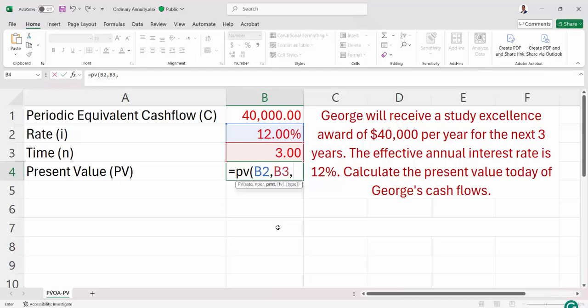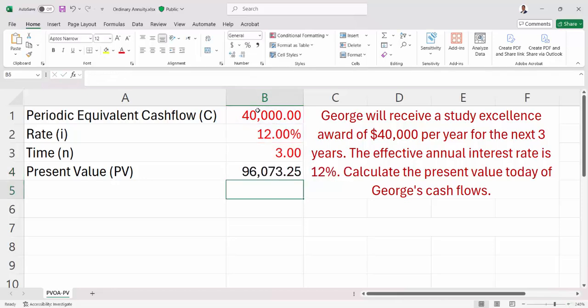And then you will repay the loan over 3 years by paying equivalent amount. In this case, from your perspective, it will be cash outflow, which is a negative cash flow. Therefore, we have a negative relationship between the periodic equivalent cash flow and the present value. That's why we need to use a negative sign here. And then we will choose our periodic cash flow. Close the bracket. This will give us our present value of ordinary annuity.